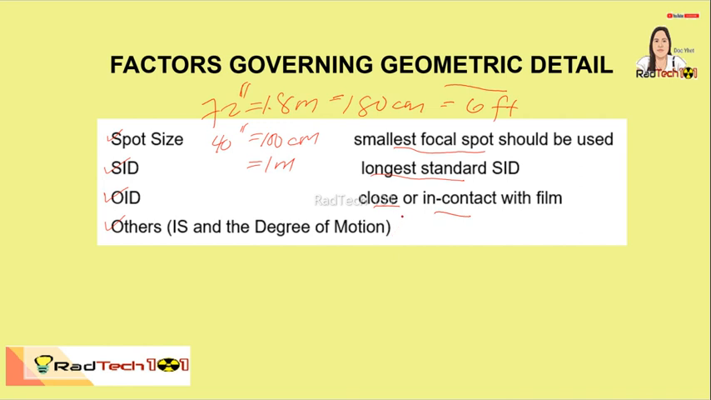So the part of the patient should be in close contact with the film. So decrease OID. And for intensifying screen, we have discussed this before. Rare earth screens and calcium tungstate screens can also affect the geometric detail, while the degree of motion, when the patient is in motion during exposure, can also affect the geometric detail and will cause blurring or unsharpness.